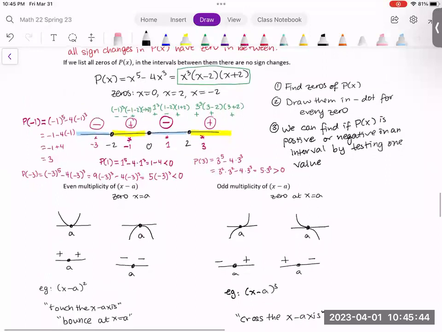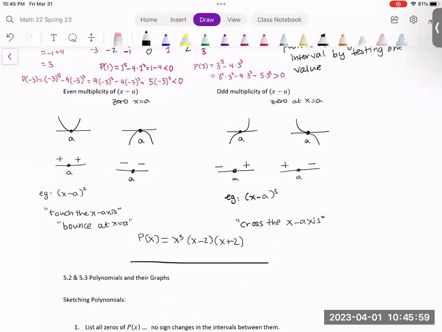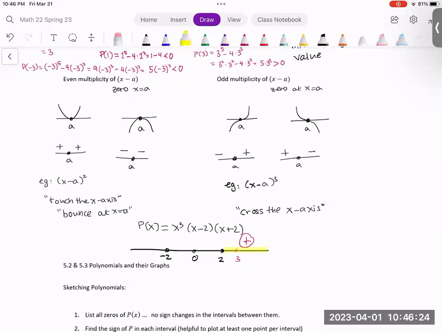And so just returning to this example where we had p of x equals x cubed times x minus 2 times x plus 2. We have our zeros: negative 2, 0, and 2. We can choose a point, let's say 3, to decide the sign. In this case, at 3, we see that this is positive. I was using yellow for positive. We're positive from 2 to infinity.